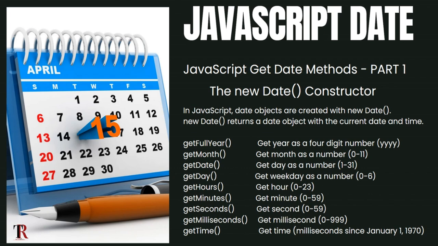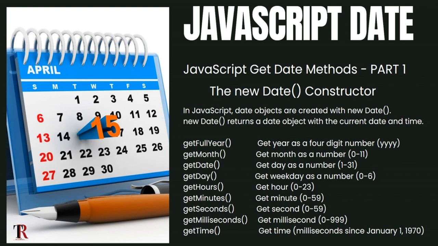The getMinutes method gets minutes from 0 to 59. We have 60 minutes in an hour, so it is represented from 0 to 59. The getSeconds method gets seconds, 0 to 59, because you have 60 seconds in a minute. So the counting is from 0 to 59 and not from 1 to 60. Then we have the getMilliseconds method, which can be used to get milliseconds, with a value from 0 to 999.